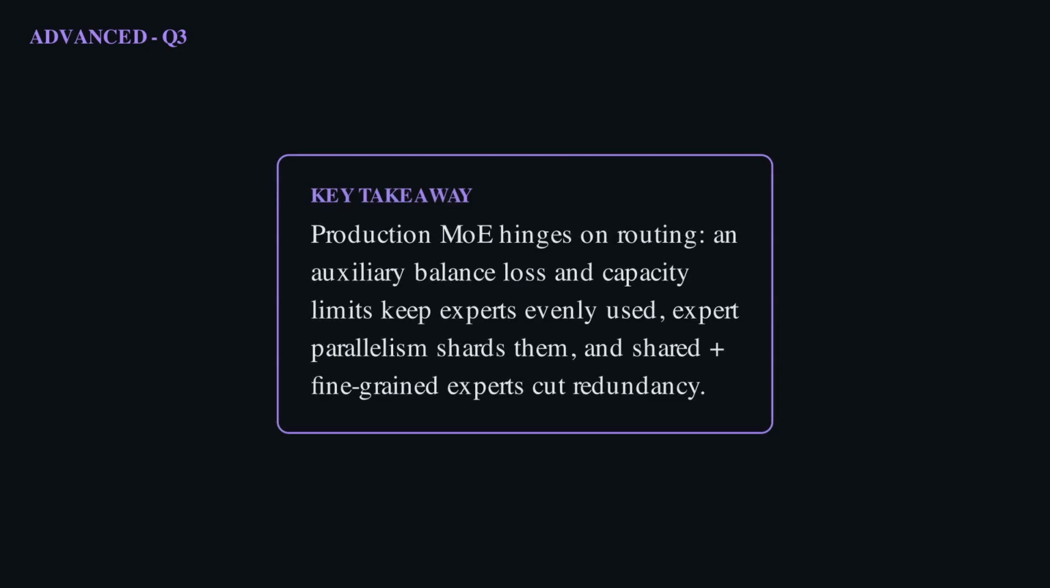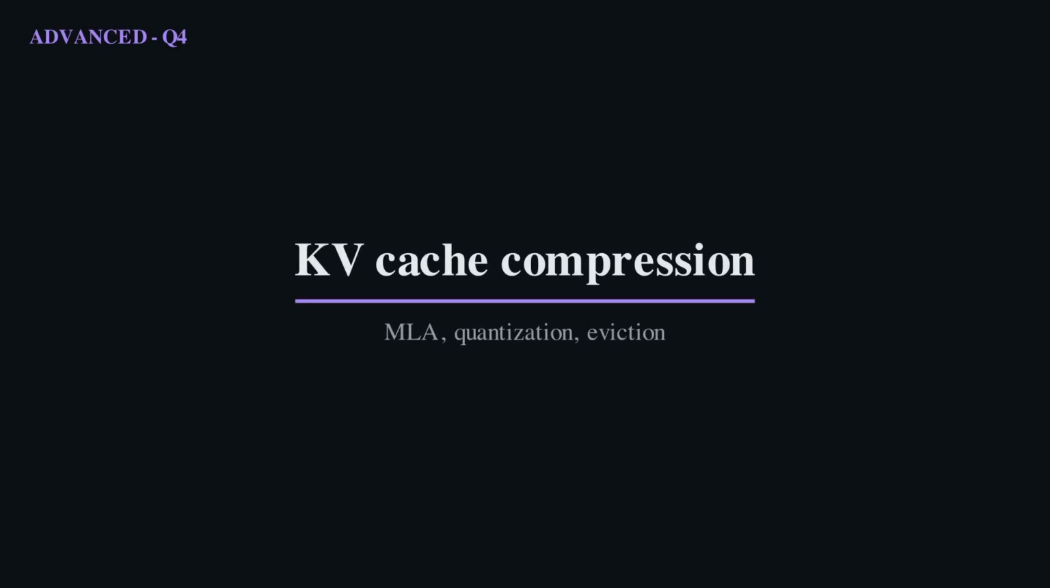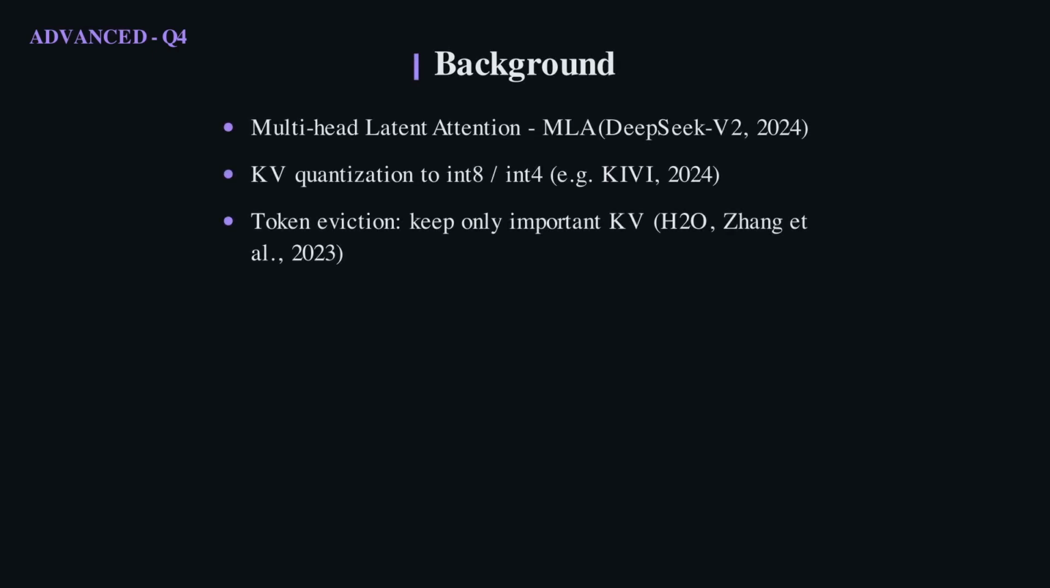Next, compressing the KV cache itself with latent attention. GQA shrank the cache by sharing heads. The frontier compresses it further, down to a few percent of the original. This is the hottest area in efficient inference right now. Three families: latent compression, as in DeepSeek V2's MLA from 2024, low-bit quantization, and eviction methods like H2O from Zhang and colleagues in 2023. They attack different parts of the same memory bill.